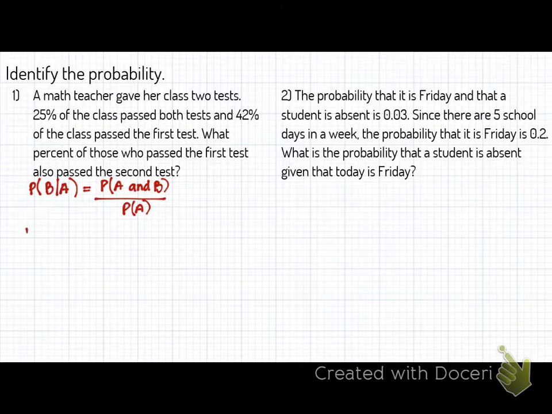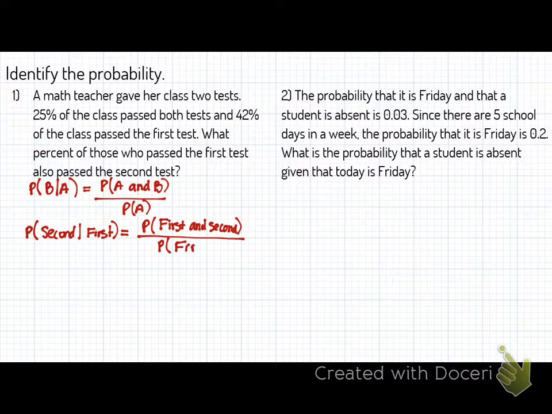We have a first test and a second test. So we want to know what's the probability of someone passing the second test given that the first test is passed, okay? So we need to put in the probability of both the first and second test. What's the probability that they pass both? All over the probability that they pass the first test. So we know this information from this example. Okay, so the math teacher, first and second test, what's the probability they pass both on this example? 25%. So we put that down as the numerator, 0.25. Okay, the probability that they pass the first test in this example is 42%, or 0.42.